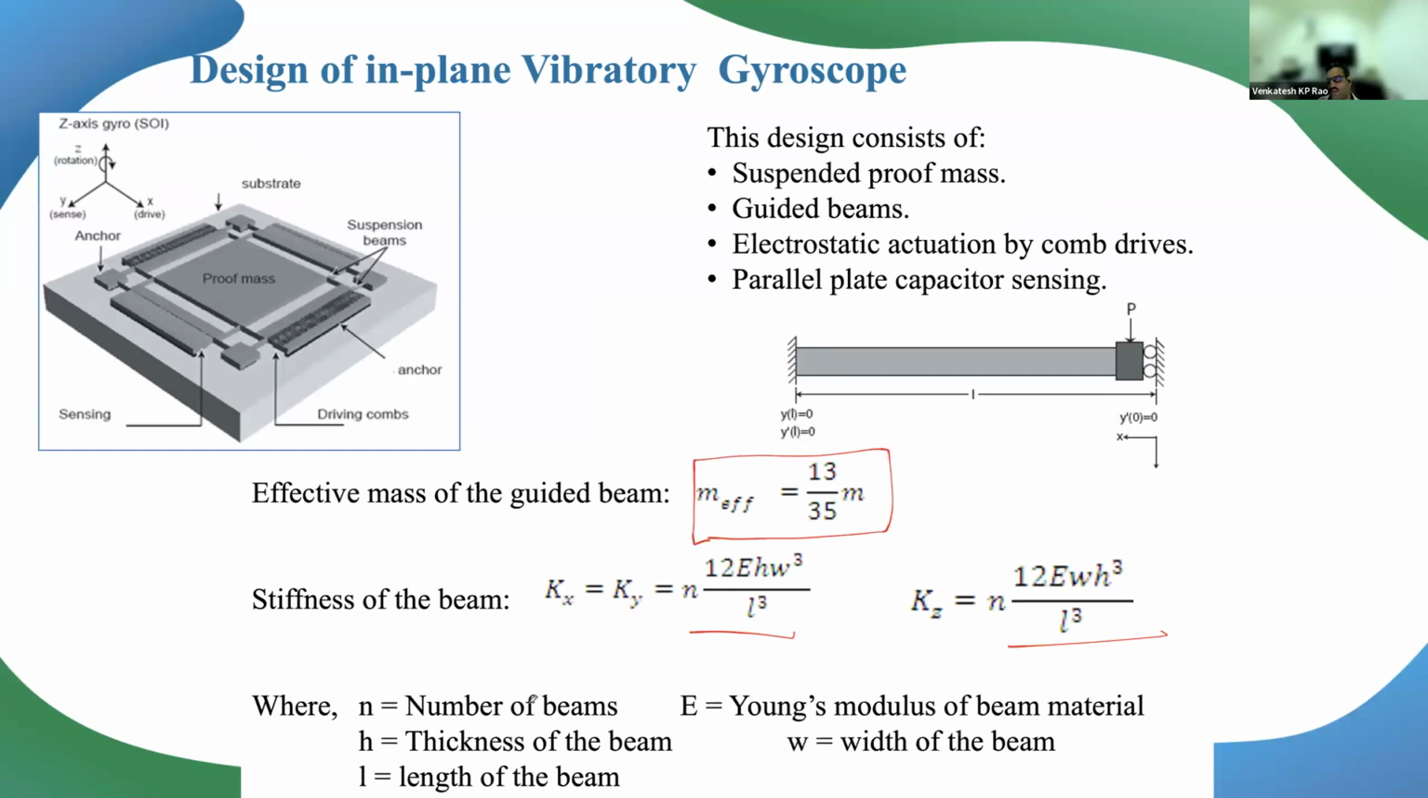Whenever you take up a guided cantilever, the effective mass will be around 13 by 35 times the total mass. On the other hand, it's a simple cantilever.